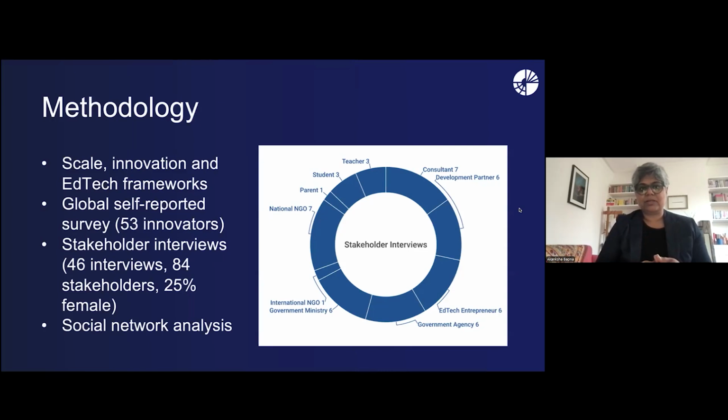In terms of the stakeholder interviews, there were 46 interviews with 84 stakeholders, and I point this out specifically because with some of the high-level ministerial stakeholders, there would be multiple people present within the same room, and only 25% of them were women. So the next slide, please.